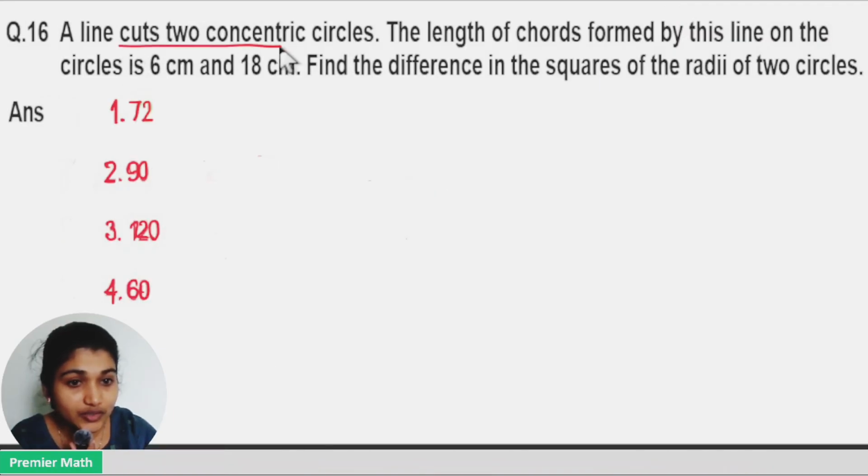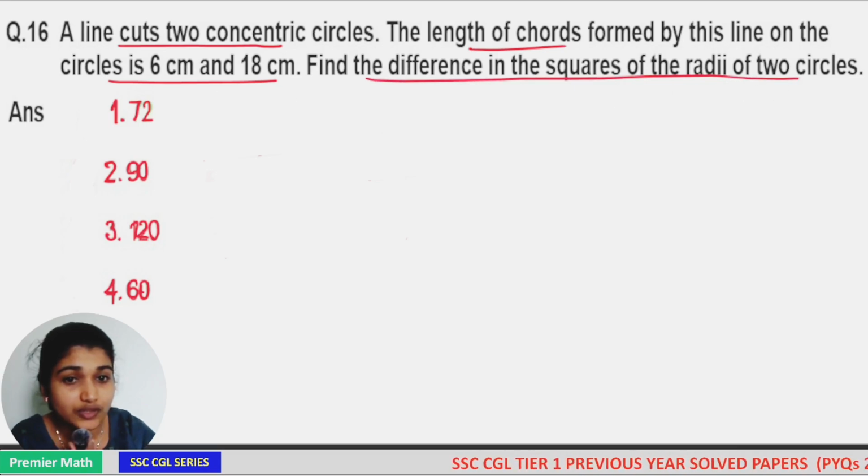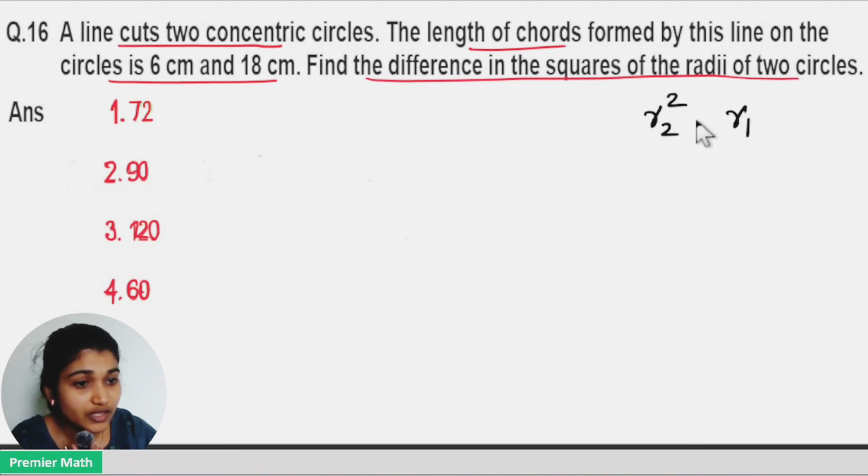A line cuts two concentric circles. Length of chords formed by this line on the circles is 6 cm and 18 cm. Find the difference in the squares of radius of two circles. Here if I am taking largest circle radius as R2 and smaller circle radius as R1, then we need to find R2 square minus R1 square. That is the difference in squares of radius of two circles.